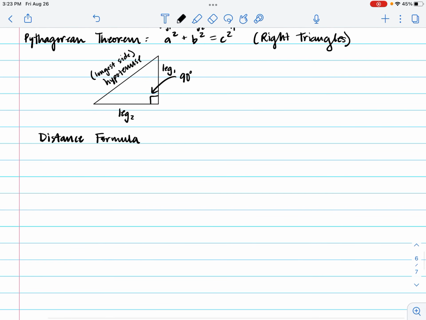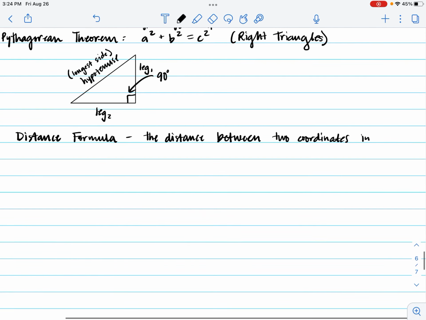So, simply put, it is the distance between 2 coordinates in the xy plane.